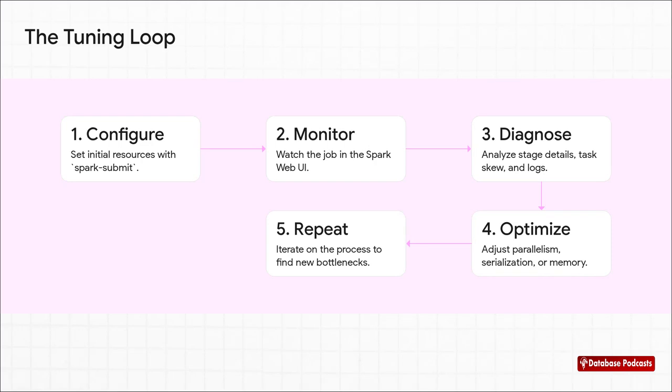It's a loop. It's not a one-and-done fix. You start with a reasonable configuration, you run the job and monitor it to find the single biggest bottleneck. Then you apply one targeted fix, just one, and you run it again to see what happened. Then you find the next bottleneck and you repeat the whole process.